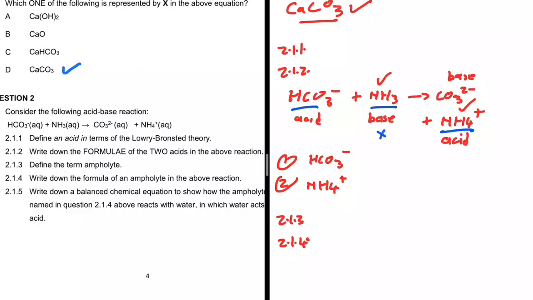And then CO3 2 minus, that is our base. It cannot donate a proton to become CO3 3 minus because it doesn't have a proton. So this cannot be an ampholyte. It is acting as a base in this case. Can it donate a proton? No, it cannot because it doesn't have a proton.